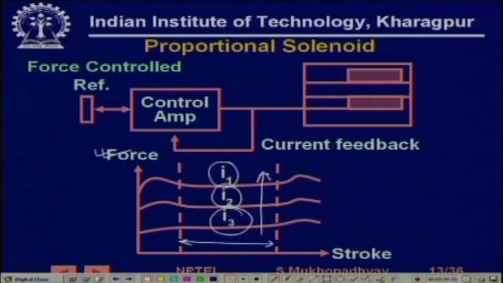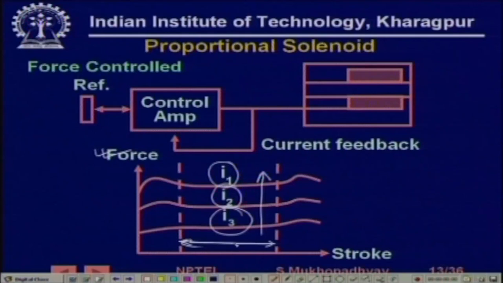In fact, it should be mentioned that in these valves, the stroke length is actually very small. It is of the order of millimeters, full stroke length. Therefore, generally the stroke length is not large, and the valve is expected to operate only in this zone. So you have a constant current to force ratio.